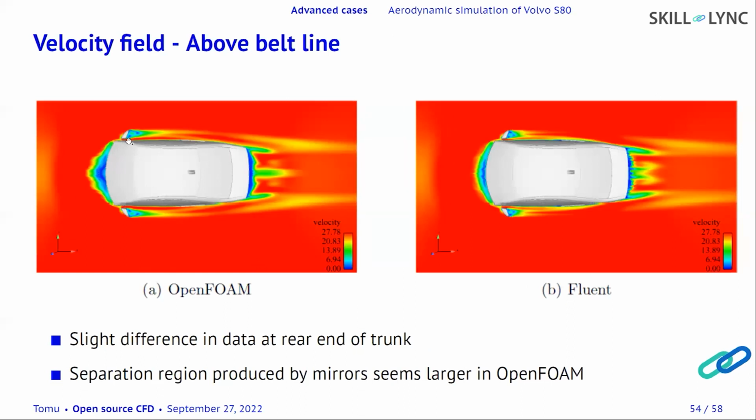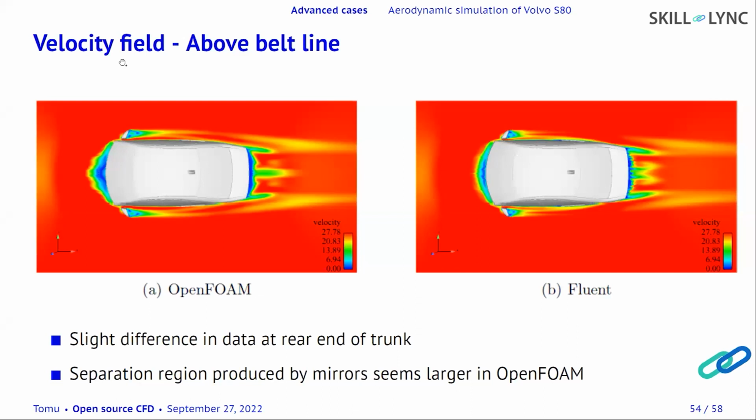And if you check the mirror side also, you can see there is a separation region for the mirror. Mirrors are actually increasing your drag coefficient. In this case, you can see in OpenFOAM you will have a longer region. It is very short in ANSYS Fluent, whereas it is very long in OpenFOAM. So this means that the separation in OpenFOAM is larger.